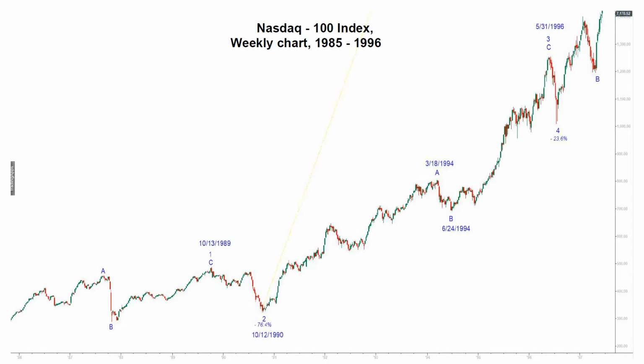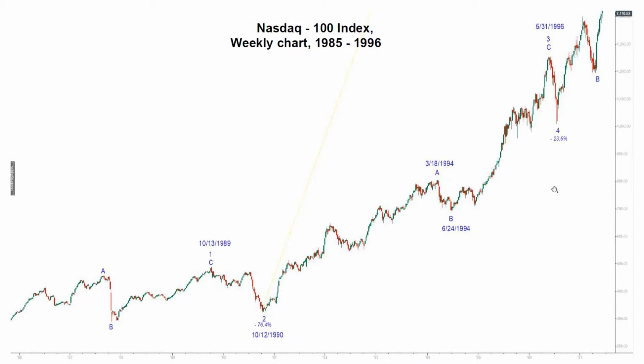Then basically what we normally look for is two elongated legs, which would comprise the strongest part of the move, which is wave 3. And clearly we can identify them here easily. A, B, and C, you see, and those two legs comprising wave 3 topped in May 1996. Then we got corrective wave 4 down.